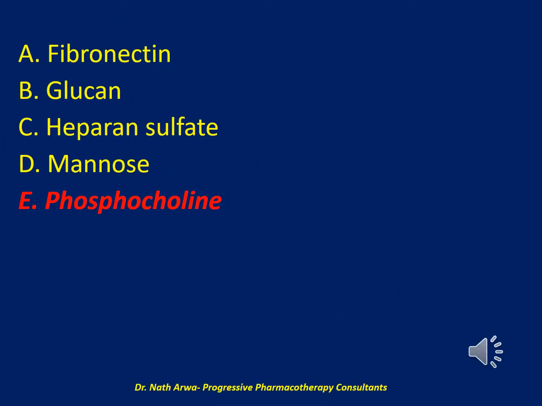And the correct answer is E. phosphocholine. I will clarify why. C-reactive protein enhances phagocytosis by binding phosphocholine, present on foreign pathogens and damaged host cells, and activates complement. Please advance to the next question.